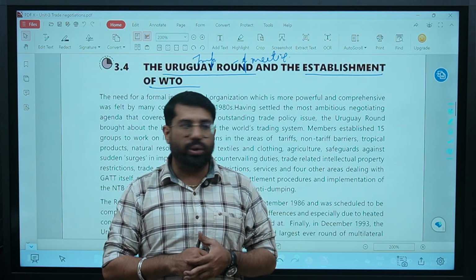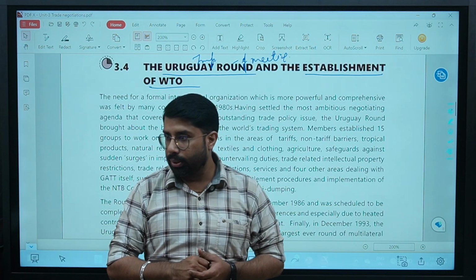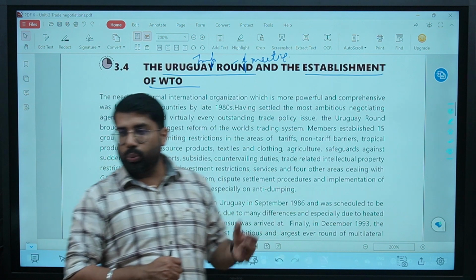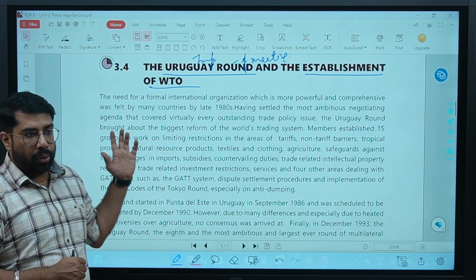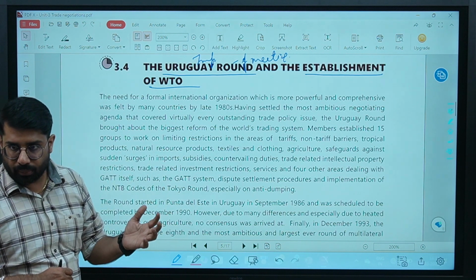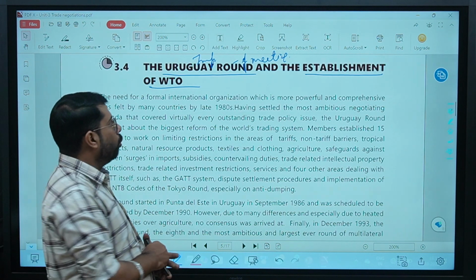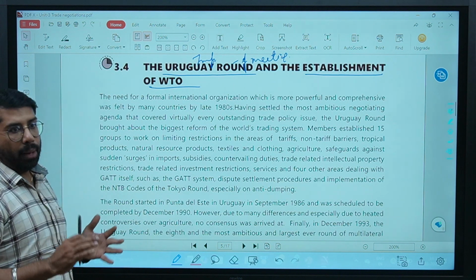The fourth meeting was very important because the issues which were discussed there were really very important. Before that, we have to study the Uruguay round. Now, what happened in Uruguay? Something which changed the face of the world trade. Right? So, in Uruguay round, what happened? WTO was established. How did it happen?